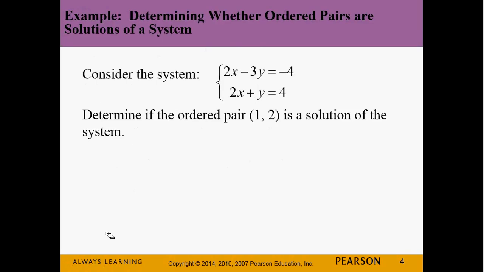All right, so let's look at this system. Systems are generally denoted by this big brace, to let you know that these two are together. And I want to know if this ordered pair (1, 2) is a solution to that system. So how do I do it?